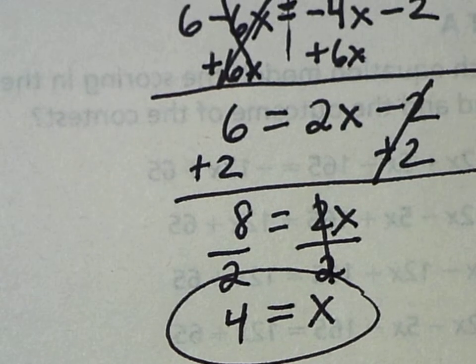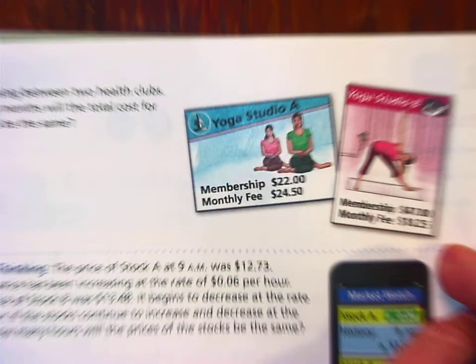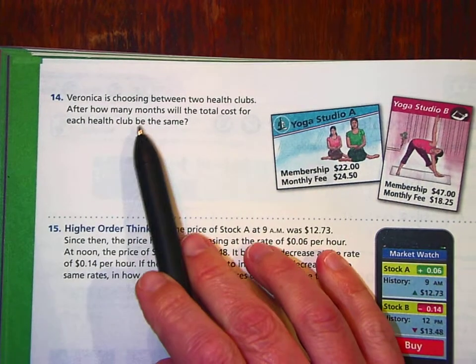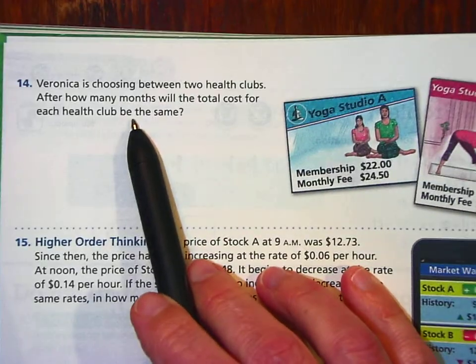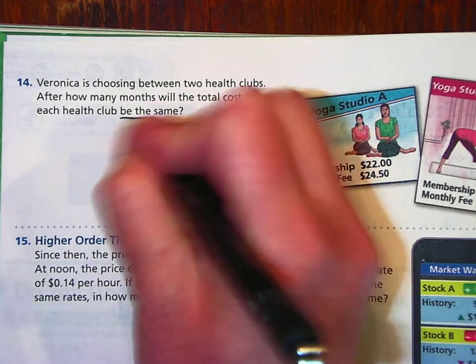Okay, I want you to turn the page to page 96 up at the top. Let's take a look at this one. So let me zoom out a little bit so we can see the whole problem. Okay, so we have these two pictures. It says Veronica is choosing between two health clubs. After how many months will the total cost for each health club be the same?